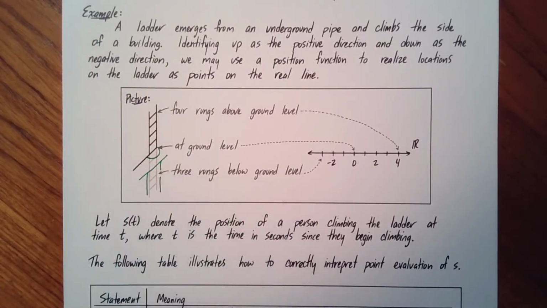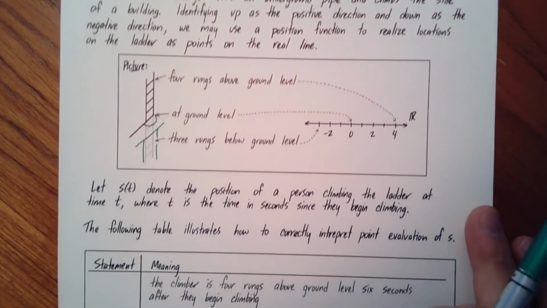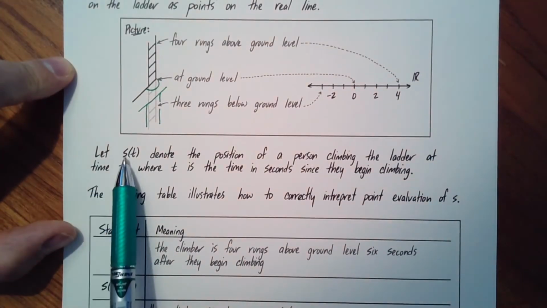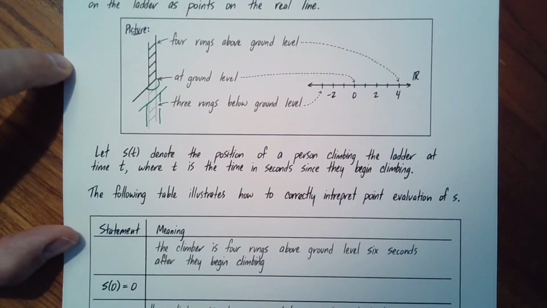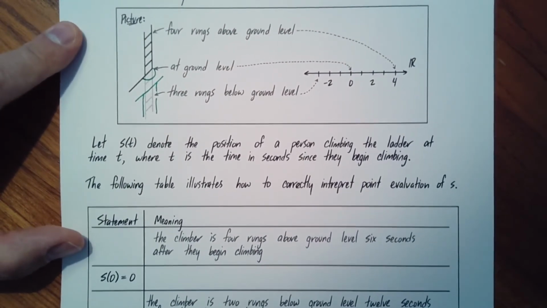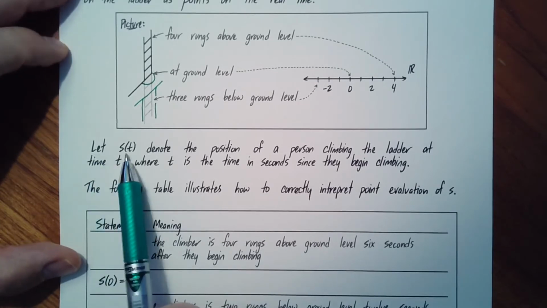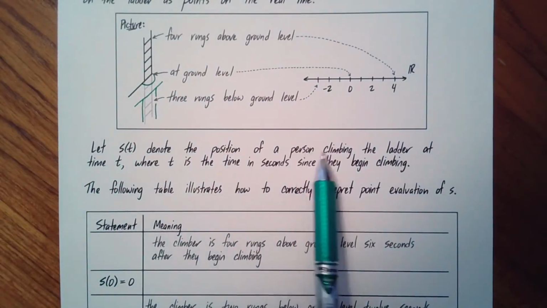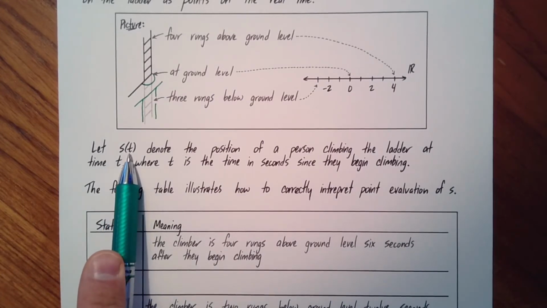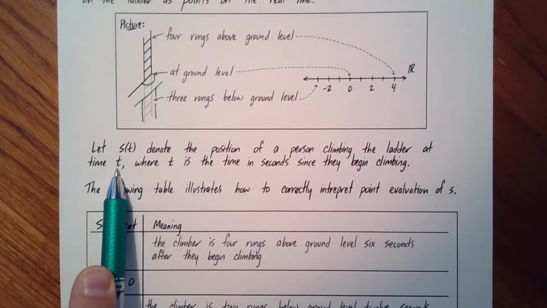But now that we've got that set up, we've got this identification nailed down, we can go ahead and talk about a position function. So here's where it's introduced. So let S of t, S is typically the letter we will use for position function. It's not strictly necessary, but it's standard to do so. So that's what we'll do. So we'll let S of t denote the position of a person climbing the ladder at time t. So t is the input value for the function. That's going to represent time.